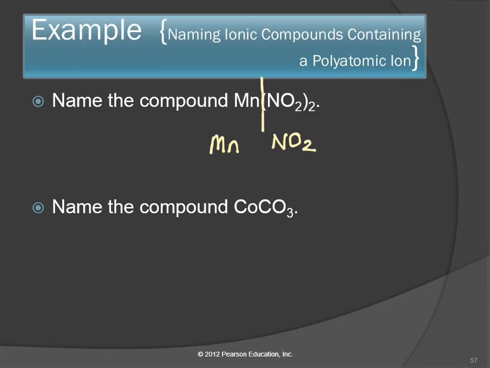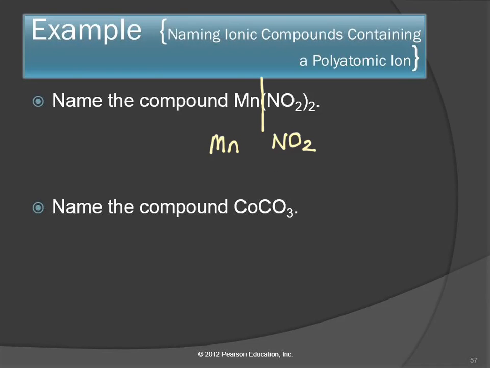So 2. Okay, now we're going to look for manganese in the periodic table. Is it in groups 1A, 2A, 3A, zinc, or silver? You have to look at the periodic table to answer that. No, it's not. What does that mean? It means that manganese can form more than 1 ion. We're going to have to figure out what the charge is, and we're going to have to use a Roman numeral. So that's going to need a Roman numeral.